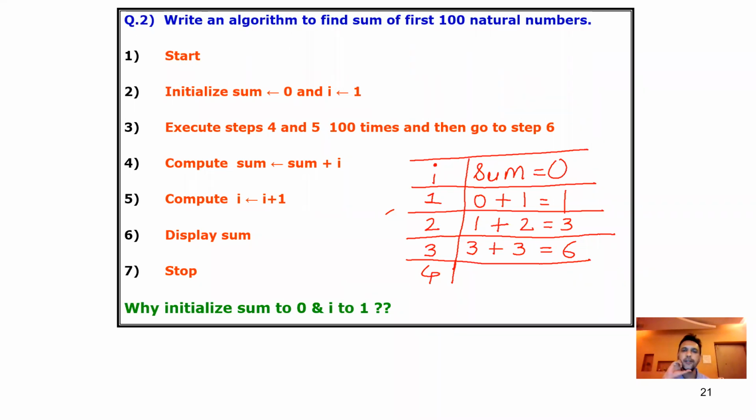Sir, yeah, tell me. If the question would be find the sum of first 100 whole numbers, then I would be 0. Yes. But that will anyway not affect the addition because 0 plus anything is the same. But still, yeah, you can start with 0.